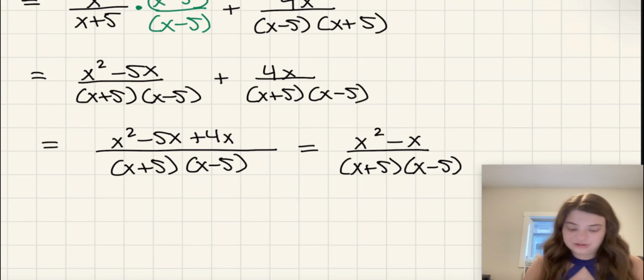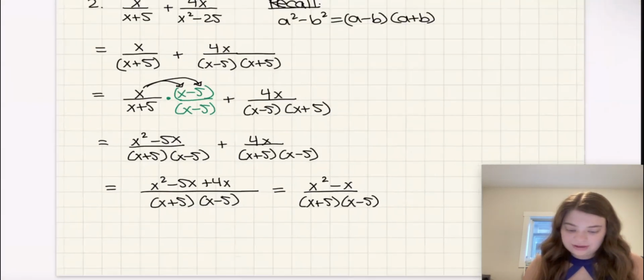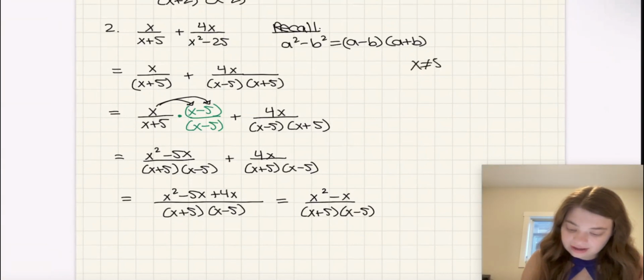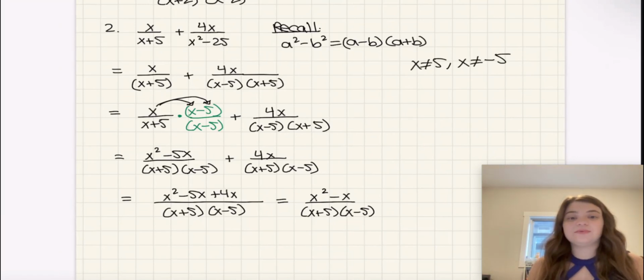The only thing left to do for this one is to just quickly write the restrictions. So x cannot equal 5 or negative 5, because if it did, we would end up with a 0 in at least one denominator at some point, and therefore those values are restricted.